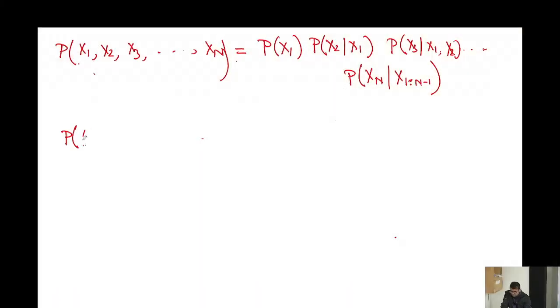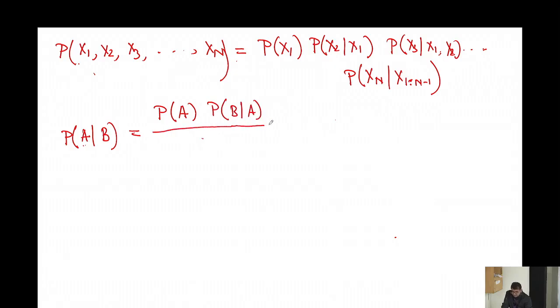So probability of A given B, Bayes law helps you find it out, okay, is equal to probability of A, probability of B given A, divided by summation of probability of A, probability of B given A, sum over A.